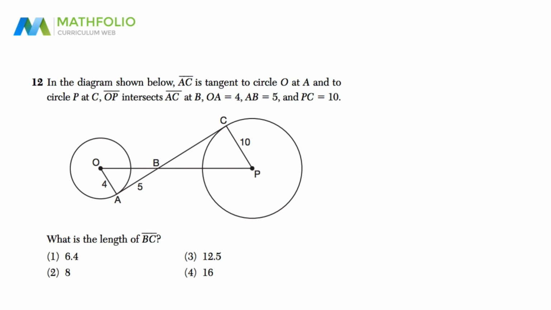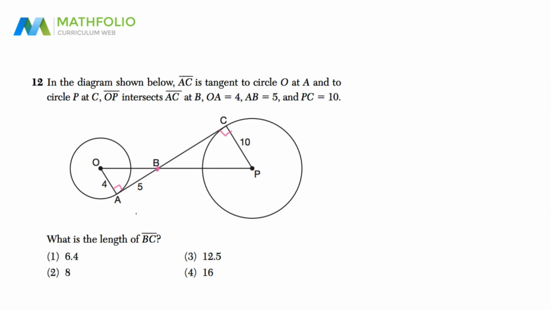Okay, here's number 12. This is an interesting one. In the diagram below, AC is tangent to circle O at A. So if it's tangent and that's a radius, this must be 90. And the same over here, those must be 90 degrees. And then we're also told that OP intersects AC at B. So we know that's where it intersects. And OA is 4, and also AB is 5, and PC is 10. So everything else is labeled.